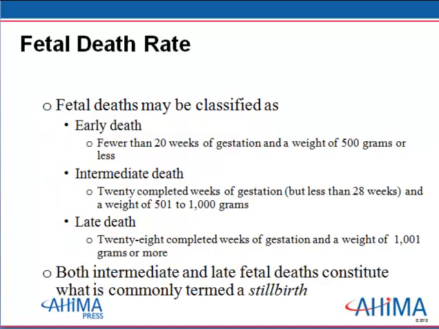Fetal deaths may be classified as early death, which is fewer than 20 weeks of gestation and a weight of 500 grams or less. Intermediate is from 20 weeks but less than 28, and a weight from 501 up to 1,000 grams. A late fetal death is from 28 weeks completed gestation and a weight of 1,001 grams or more. Both intermediate and late fetal death constitute what is commonly called a stillbirth.